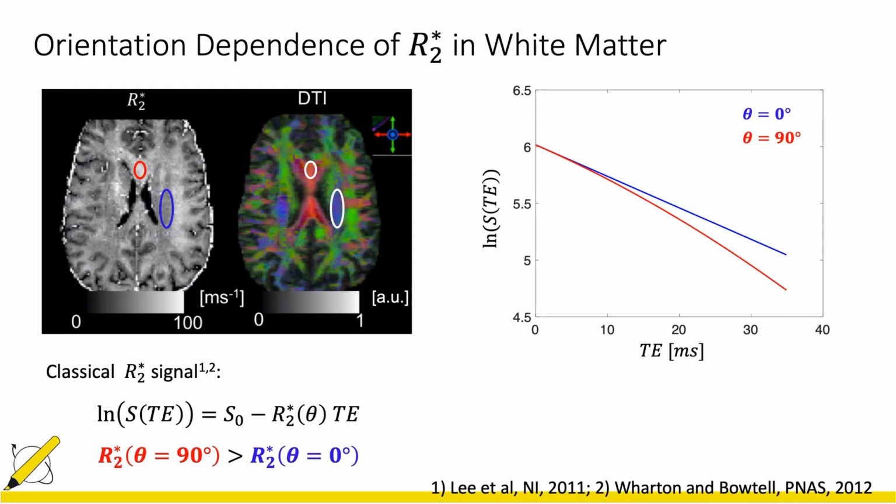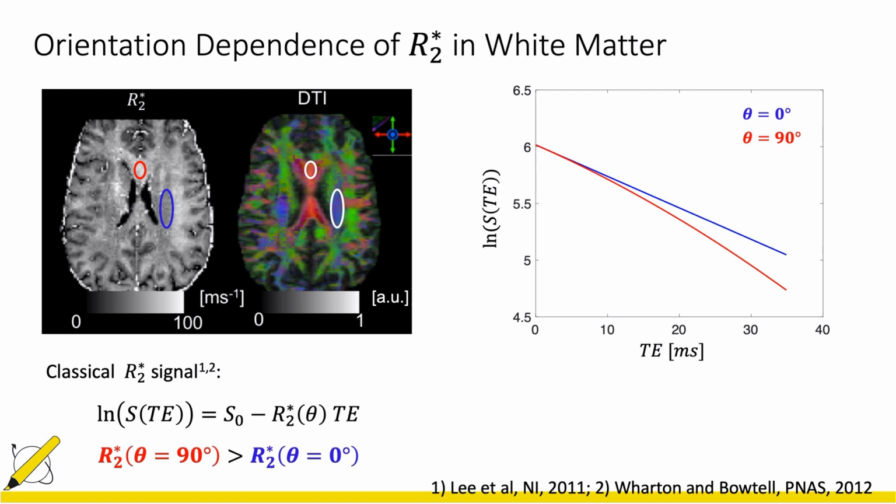The project was motivated by the well-known orientation dependence of gradient recalled echo-based R2 star in white matter of the human brain. Here, the classical mono-exponential signal expression leads to an R2 star that is dependent on the local orientation of white matter fibers relative to the main magnetic field of the MR scanner, as color-encoded in the DTI image.